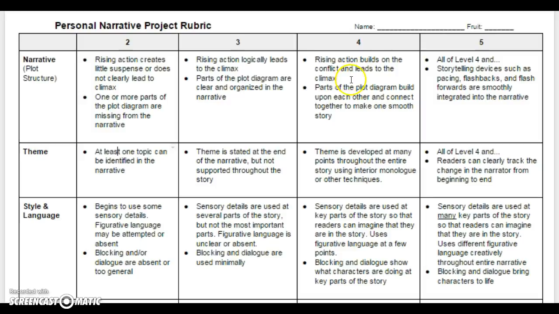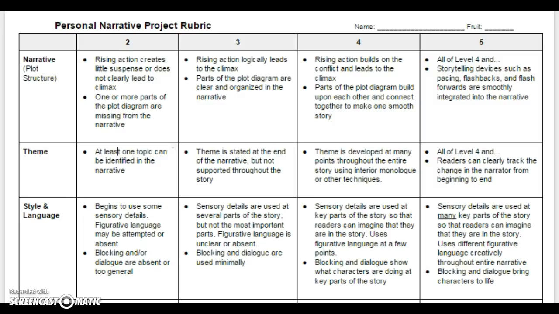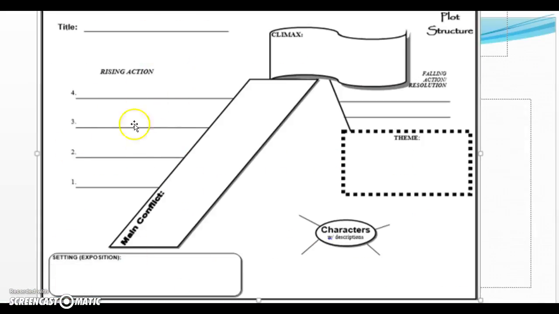For level 4, rising action builds on the conflict and leads to the climax. So for this one, there is a relationship between the conflict and the rising action, and they build on each other in order to reach the climax of your story, which is the most exciting and also the part of your story where you realize something or you learn the lesson of your theme. And for level 4, parts of the plot diagram build upon each other and connect together to make one smooth story. So basically the same thing. You want to make sure that each part is connecting to each other for level 4.